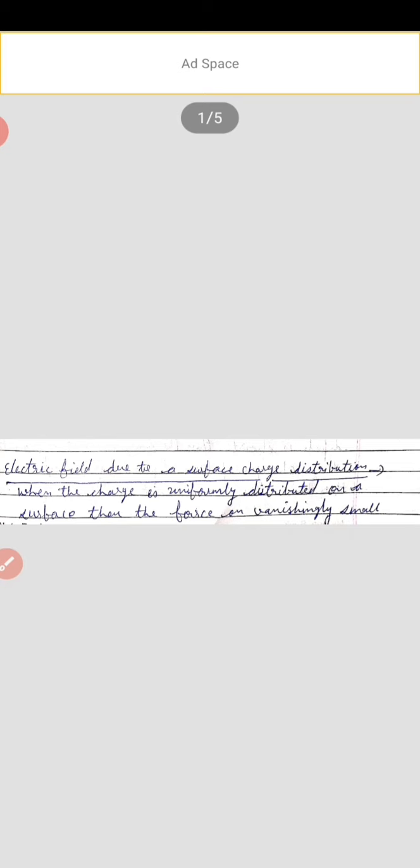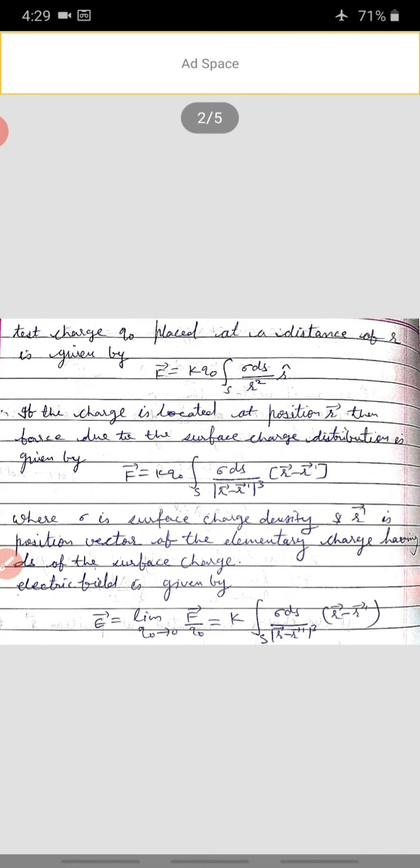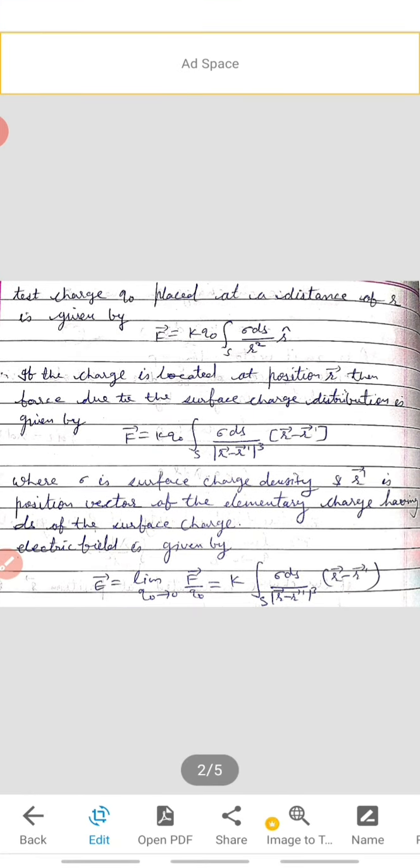When the charge is uniformly distributed on a surface, then the force on a vanishingly small test charge q naught placed at a distance of small r is given by F is equals to k q naught surface integral sigma ds divided by r square r cap. This is according to the Coulomb's law.